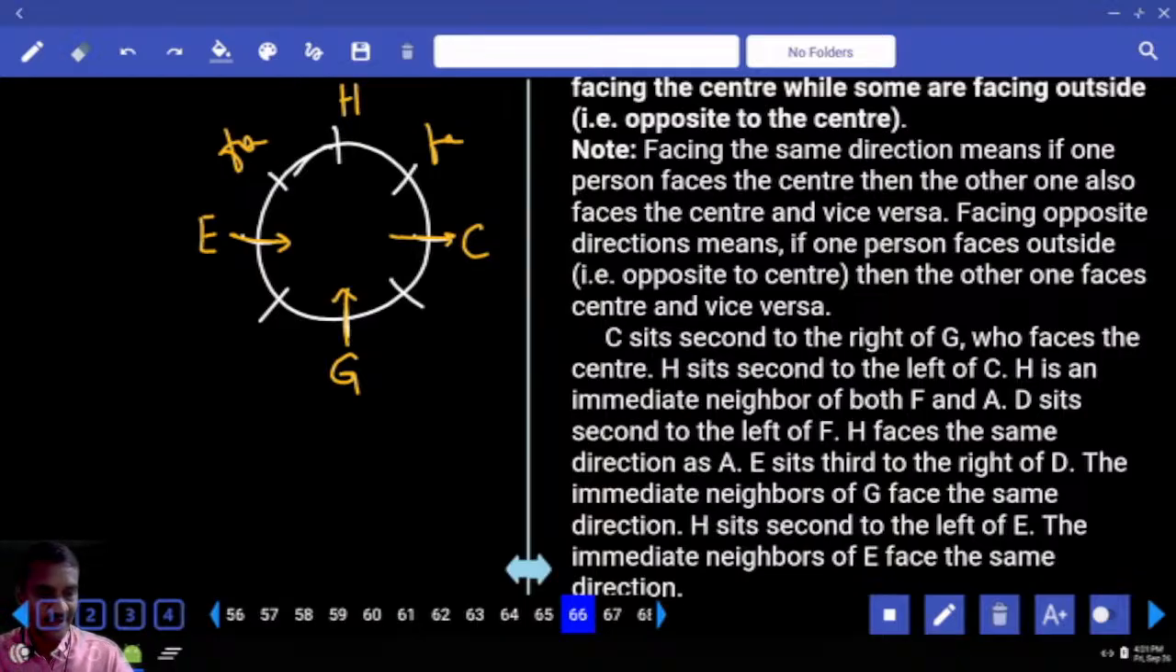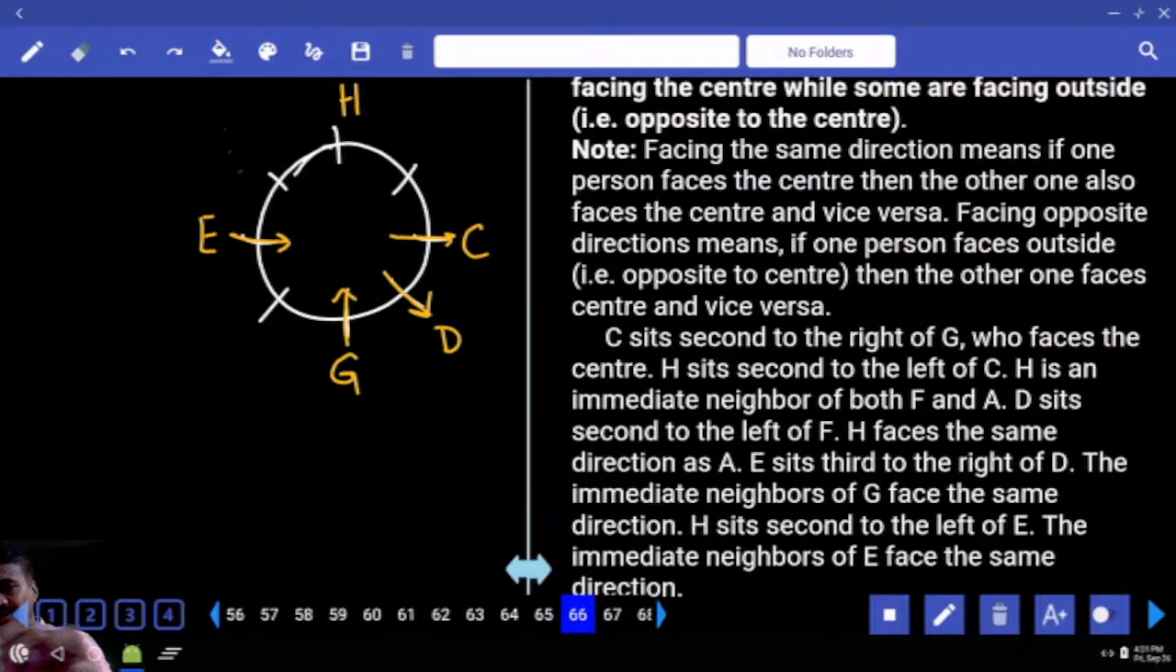Then E sits second to the right of D. E is second to the right of D. D must be here. Second to the right means D must be away from the center. Then the information: D sits second to the left of F. D is seated second to the left of F. Now F is fixed here.